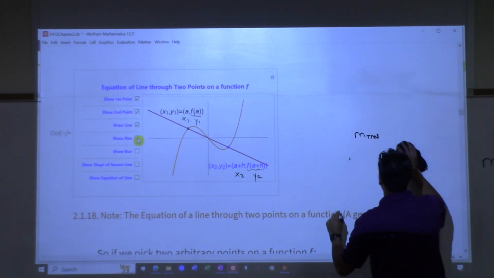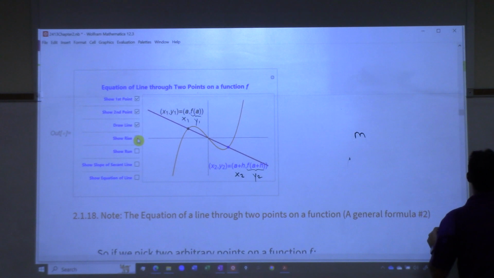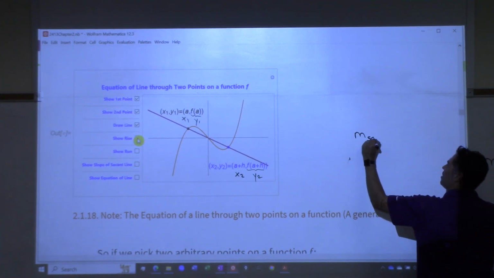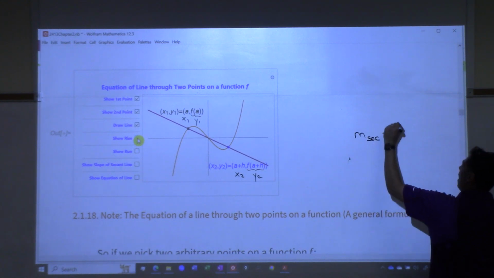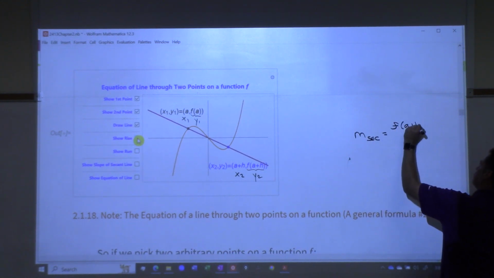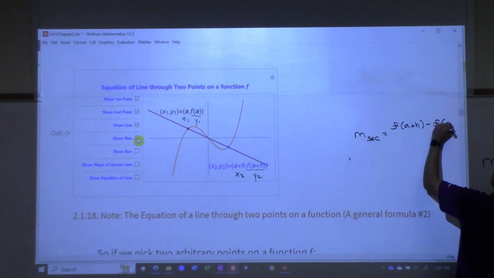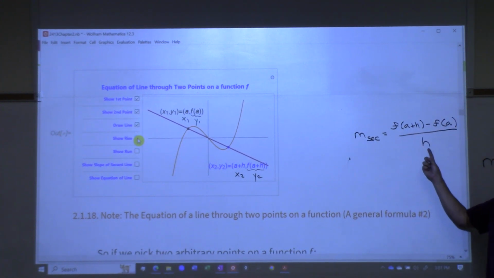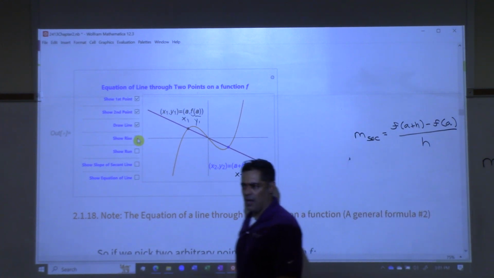I'm sorry, I messed up. Sorry, this is the secant line. We haven't moved it yet. My mistake. Slope of the secant line would be f of a plus h minus f of a all over h. I'm wondering if any of you recognize that from college algebra.